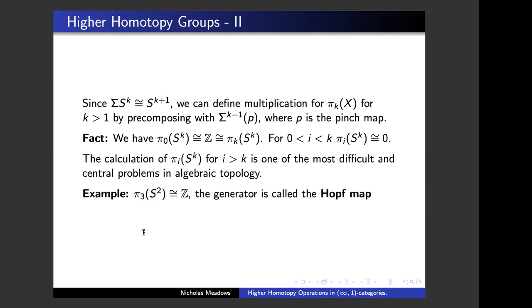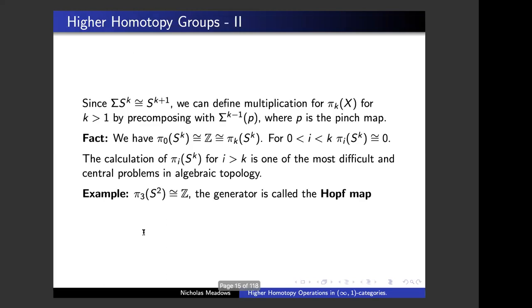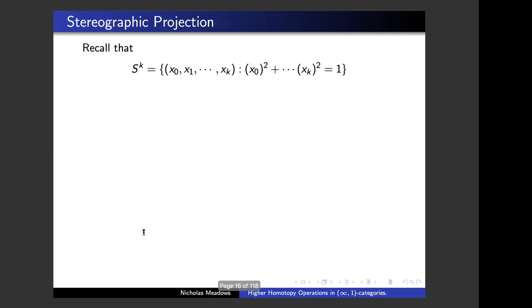As an example, π₃ of S² is isomorphic to the integers, and the generator is a certain map from S³ to S² called the Hopf map. Recall that S^k is given by the following formula in k+1 dimensional space. So S³ is something in 4-dimensional space, so it's difficult to visualize.